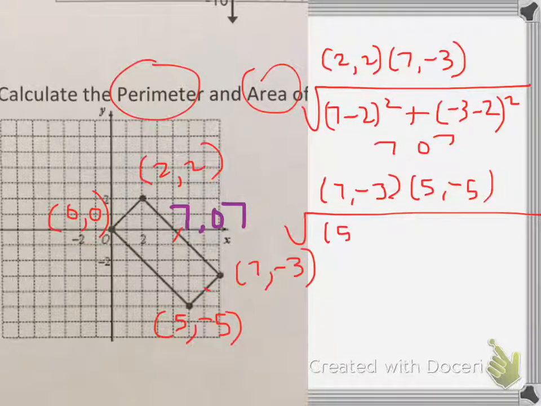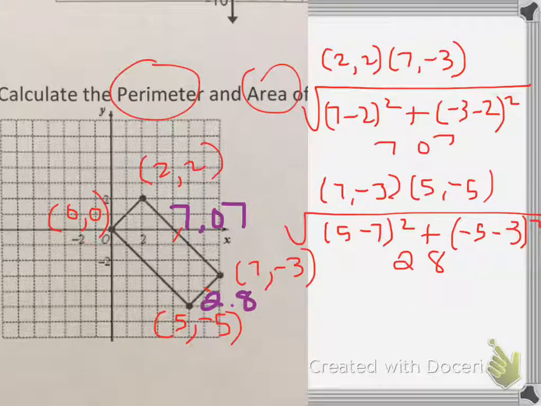So I'm going to plug that into my distance formula. It's x minus x squared plus y minus y squared. So we're going to plug that in our calculator exactly that way again. So 5 minus 7 squared plus negative 5 minus negative 3 squared. Oh, isn't it minus negative 3? It is minus negative 3 squared. Okay, so when I do that, I get 2.8. So this number right here is 2.8.